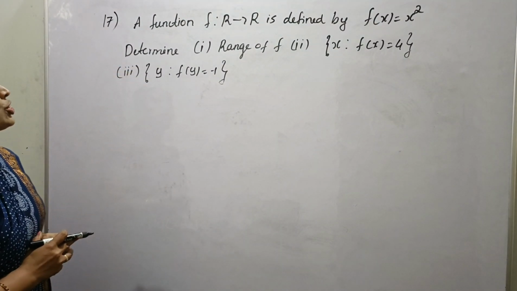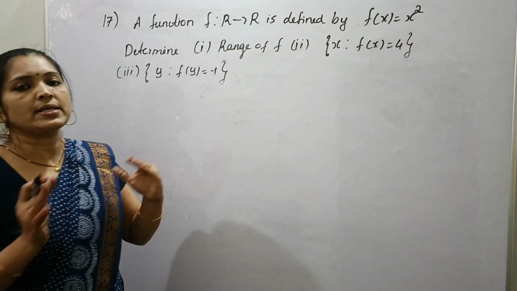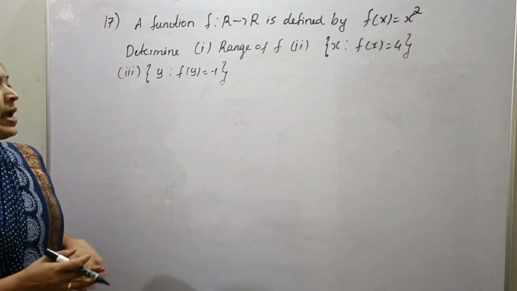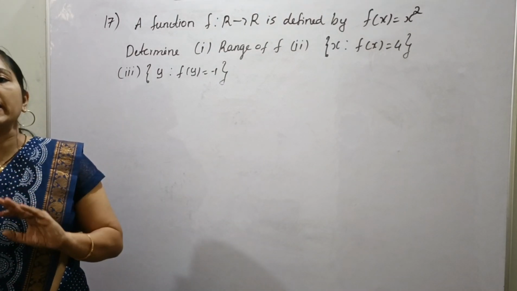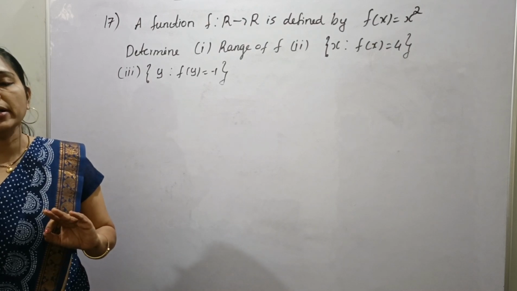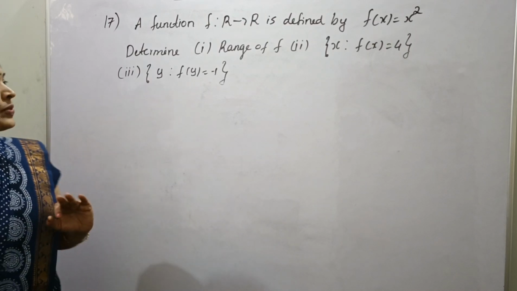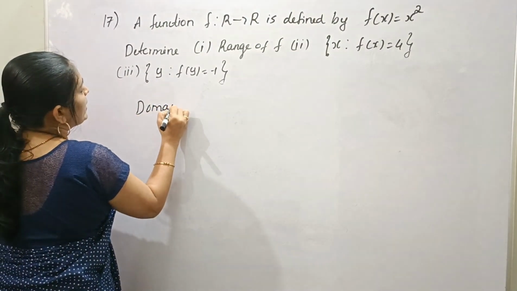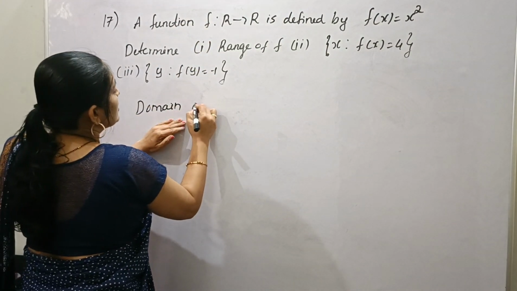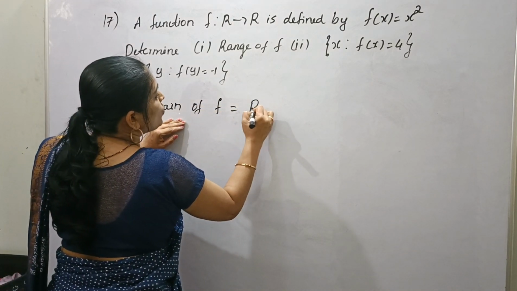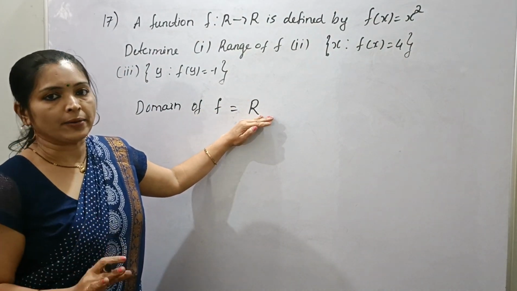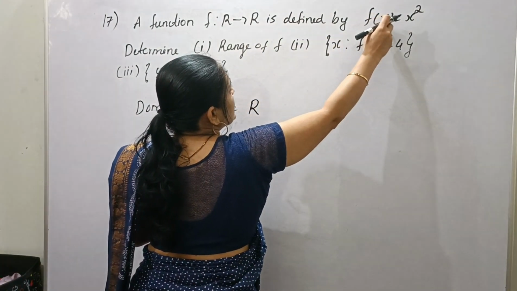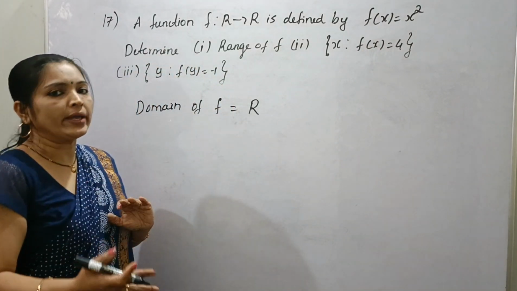The given function is from R to R, that is, the set of real numbers, and defined by f of x is equal to x square. And we know that the square of any real number is positive or 0, right? Therefore, what is the domain? Domain is nothing but R itself, right? So, domain of f is equal to the set of real numbers R. And range of f, range is nothing but, see, f of x is equal to x square.